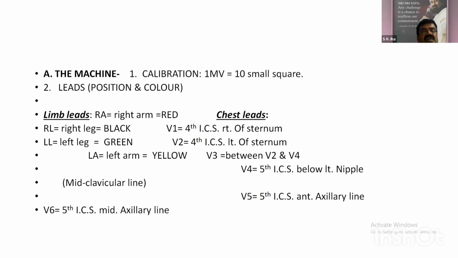Now the machine you need to learn. On the machine, there is something called calibration. Calibration means how the machine is showing the data. So calibration, first, is 10 small squares. This is the normal calibration.